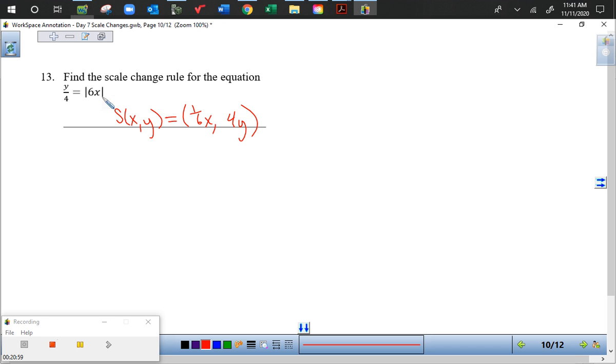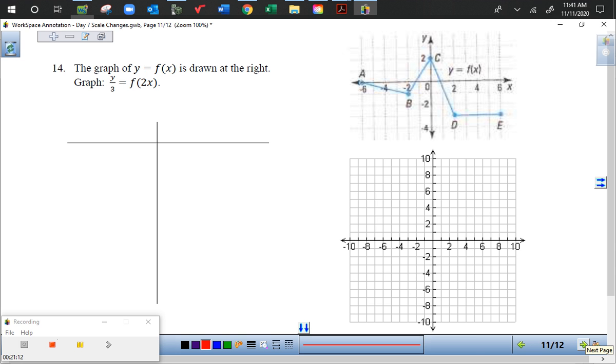But the whole idea of the scale change rules is to help us with things like you see on number 14. Okay, the power of using a rule, whether it's a translation rule or a scale change rule, is because we can take any ordered pair on an original graph and plug it into that rule to get the corresponding point on the image. Okay, so that's really helpful for us when we're doing transformations of graphs.